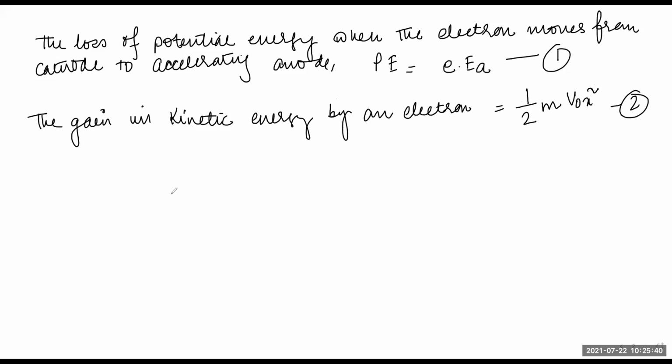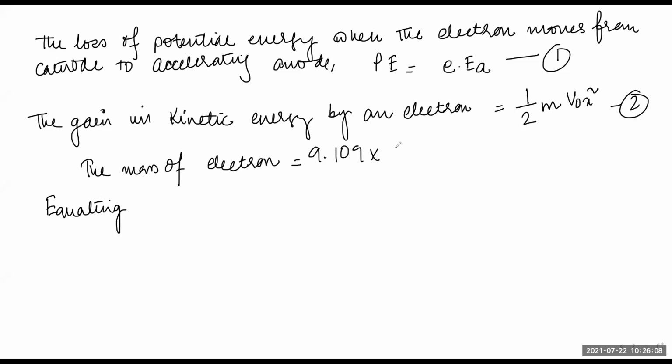Next, the mass of an electron, how much is it? Can anyone tell me the mass of the electron? What is the value? Ma'am, 9.1. Yes, very good. 9.109, we sometimes take into 10 to the power minus 31 kg. This is the mass of the electron.